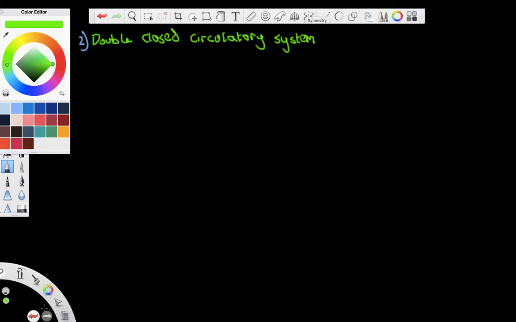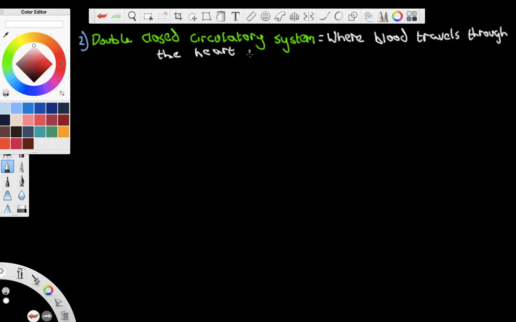Now, a double closed circulatory system is where blood travels through the heart twice for each complete cycle of the body.